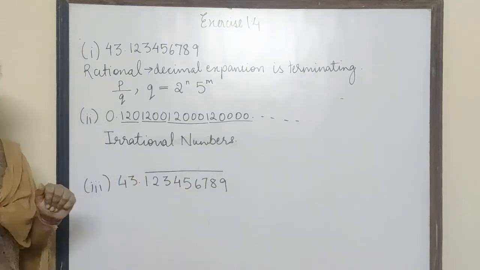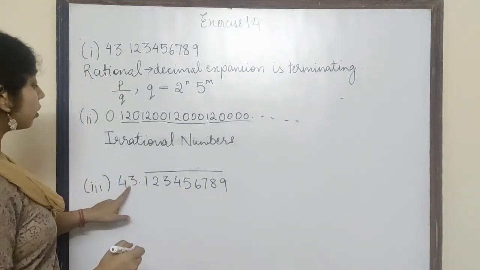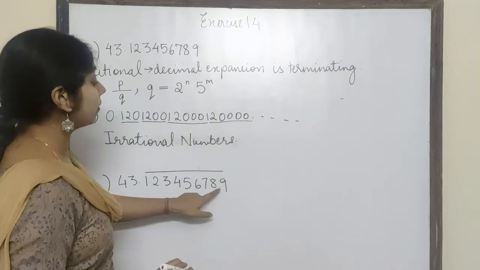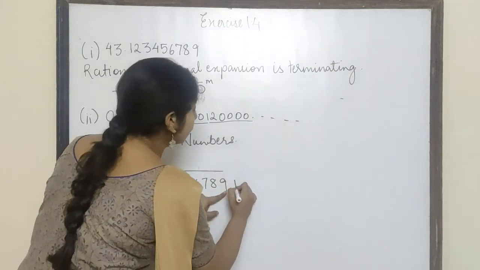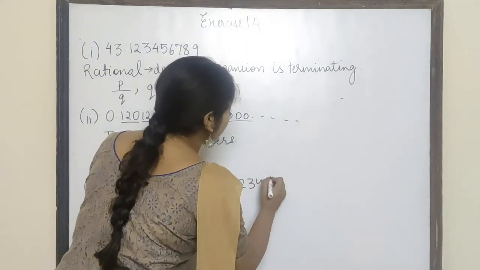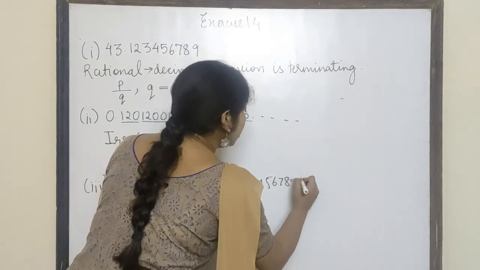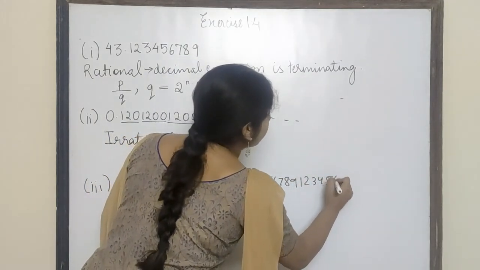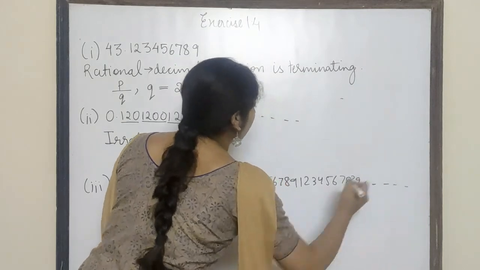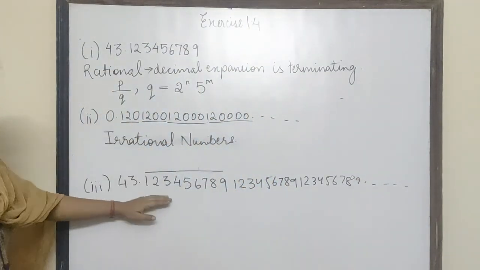Next we have 43.12345678 bar. Now what does this bar mean, children? That means 43.123456789. After 9 again it will be repeated as 1 2 3 4 5 6 7 8 9, again 1 2 3 4 5 6 7 8 9 and so on. So you see children how it is different from the second one.